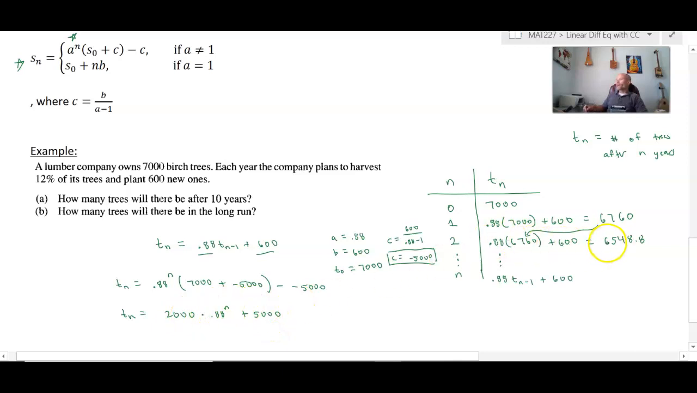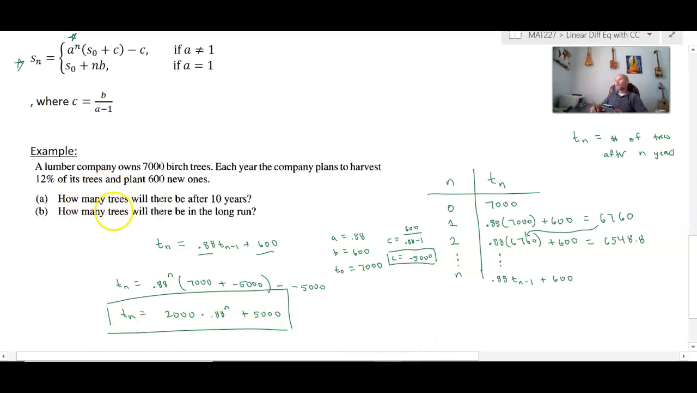At this point, we can just verify that, for example, if I tried T1, that would be 2,000 times 0.88 to the first power plus 5,000. So I get 6,760, so I see that my formula works. If I do 0.88 squared instead of 0.88 to the first, I get 6,548.8. And so this general solution actually does work.